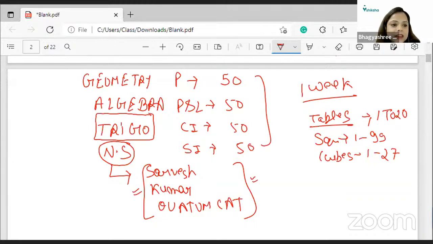Right? Okay. Rajdeep says, sir, my maths is too weak. Like, his maths is very weak. So what would you like to suggest, Rajdeep?